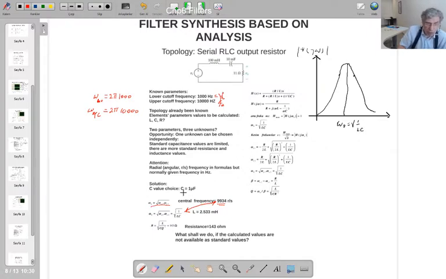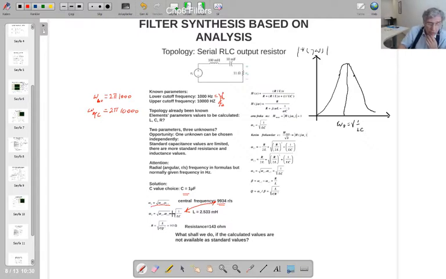So the capacitor value has been chosen as 1 microfarad here. Then we can calculate the L value. The L value after that calculation becomes 2.5 millihenry. That's a reasonable inductor value. It's good news. If it is not reasonable, that means you're going to play with the capacitor value in such a way that the inductor value is one available in the market.